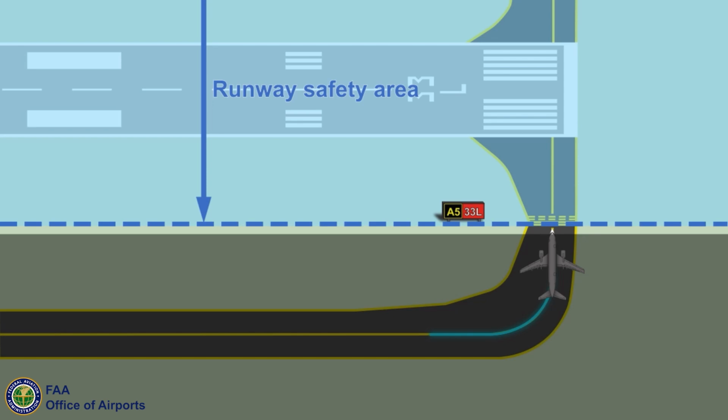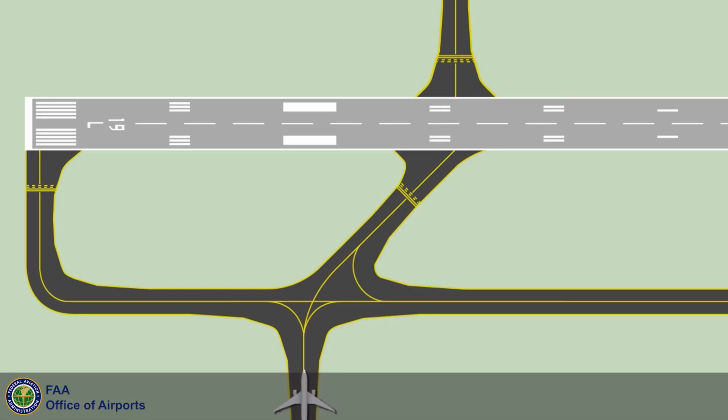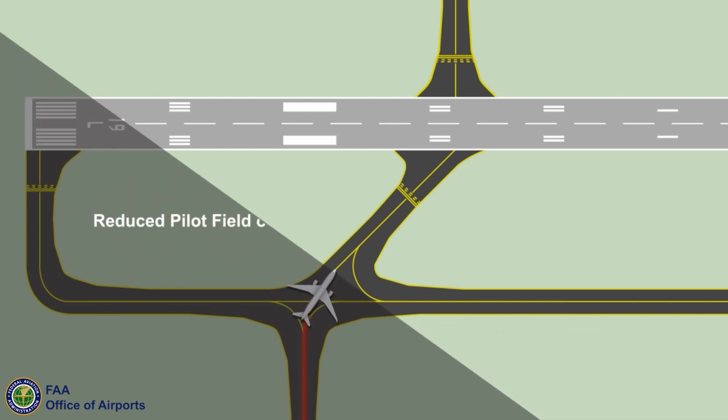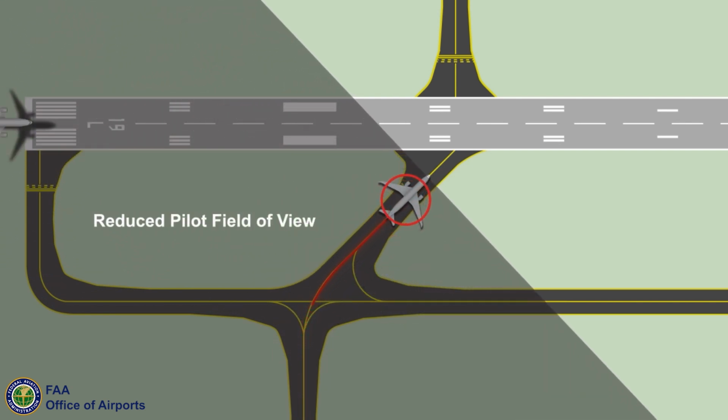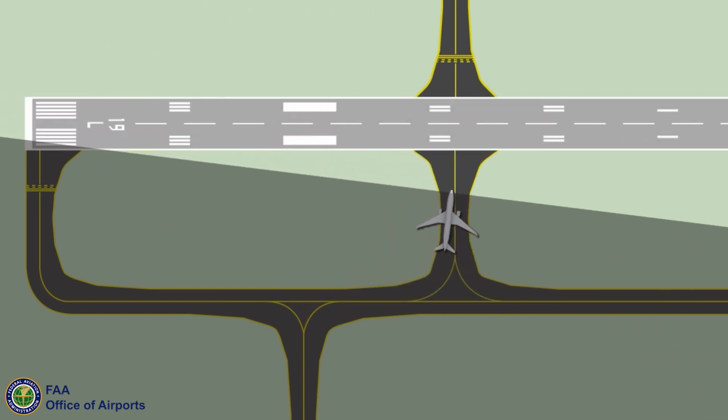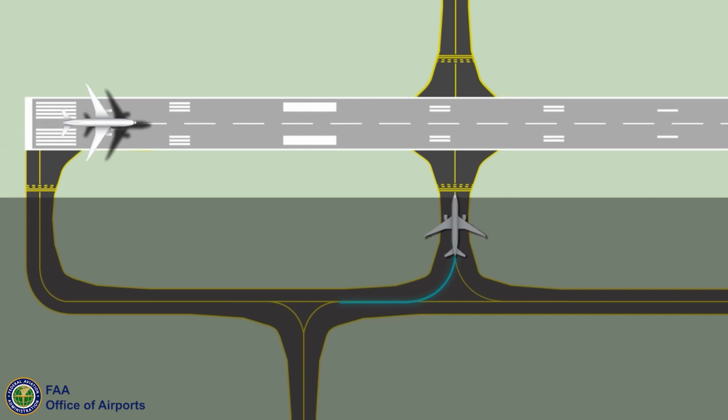Similarly, acute angled crossing taxiways limit the pilot's field of view of aircraft landing or taking off from the runway, while a standard 90-degree intersection provides the pilot with a clear line of sight to both runway ends.